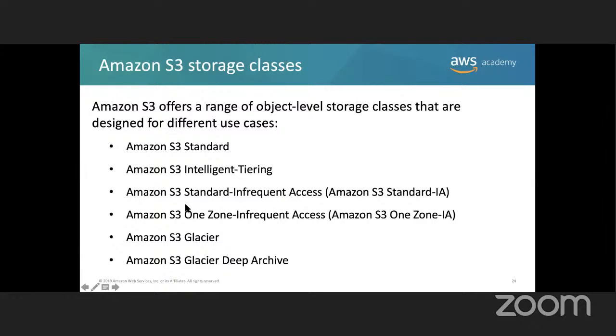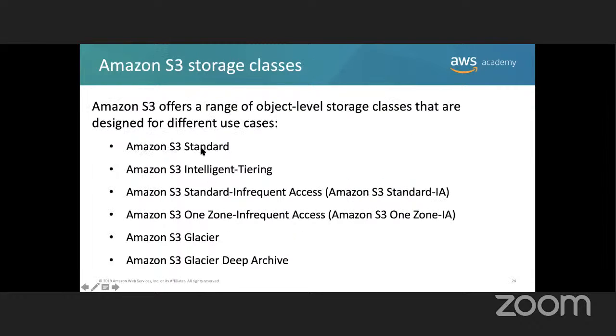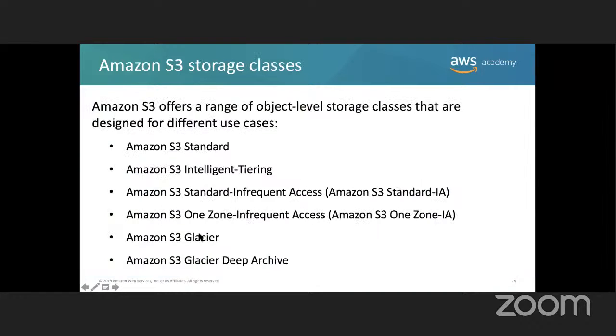Now this one will also have 11 9's durability, but the availability is going to be even lower than these two. This is going to be 99.5, okay? Don't forget: 99.99, 99.9, 99.5. That's the availability, right? We also have Glacier, which is for archiving.